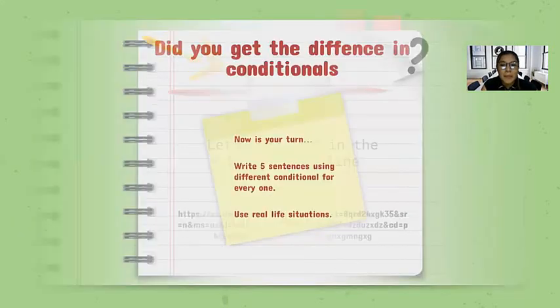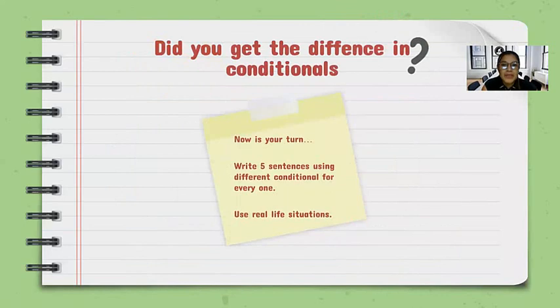And finally, let's see how much the students got from you as a teacher. So here, did you get the difference in conditionals? Because remember, there were 4 of them, right? So now it's your turn. Write 5 sentences using a different conditional for each one. Use a real life situation as context. This will get the students more into the content, and they will find easy ways to explain what they got from this content about the conditionals.